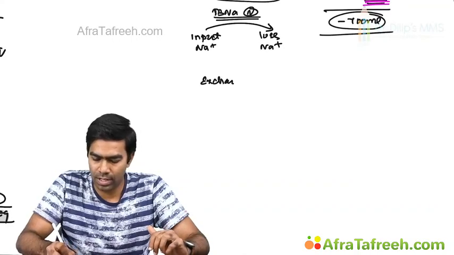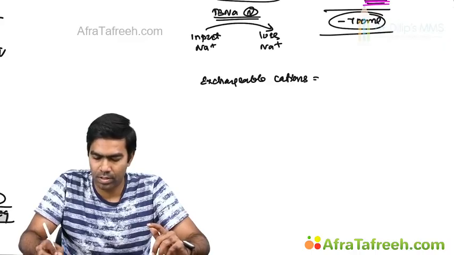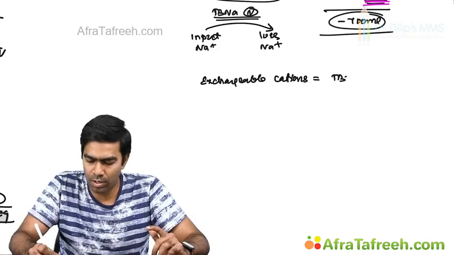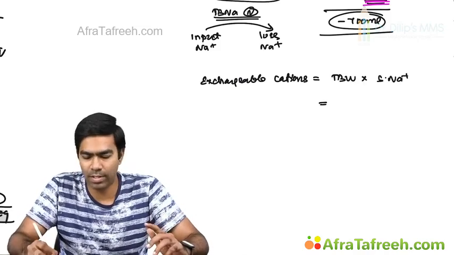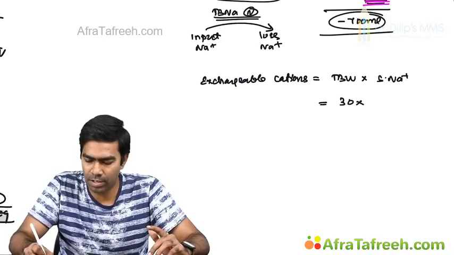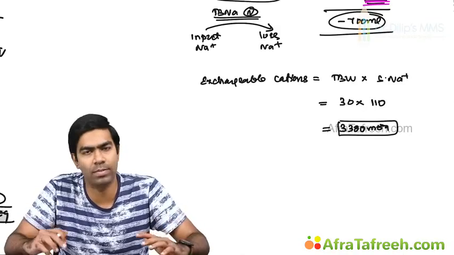Okay. Now you know the formula: exchangeable cations, that is nothing but the sodium, is equal to total body water multiplied by serum sodium. So exchangeable cations in this patient will be 30 multiplied by 110, which is equal to 3300 milliequivalents. This is the total sodium in the body, total body sodium or total exchangeable cation.